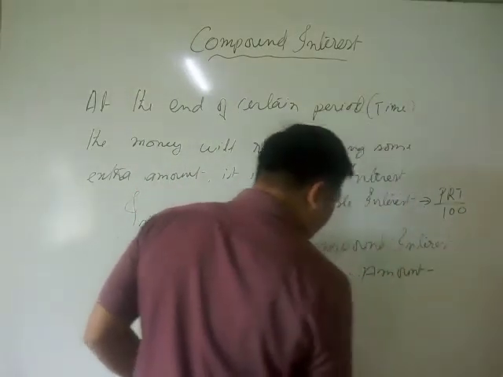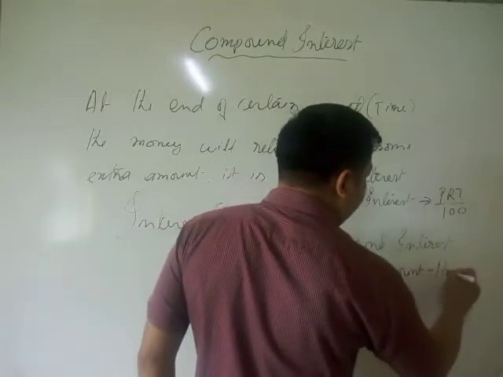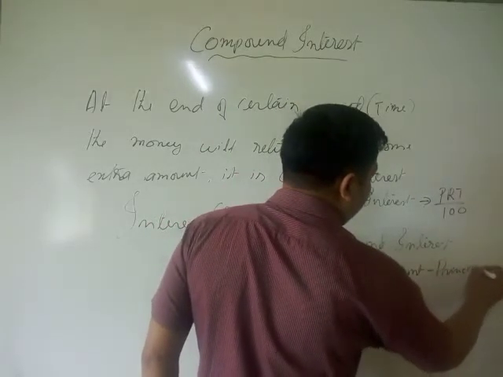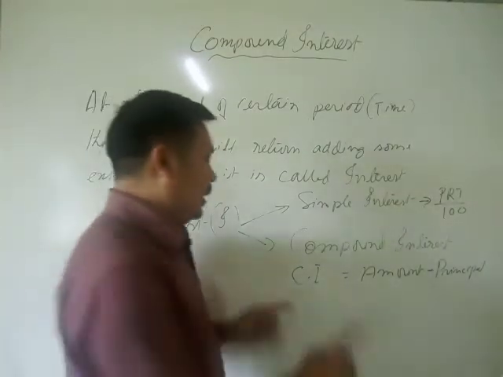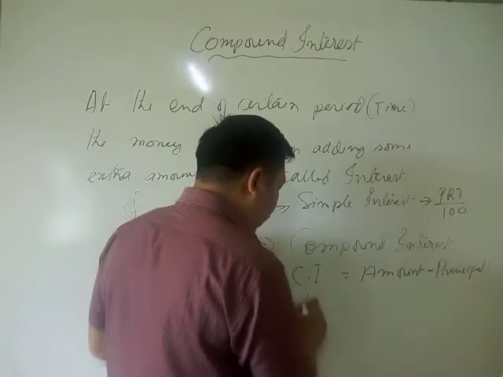Here it is. Amount minus principal. Principal should be minus. Then we get the compound interest. But we have to find out the amount.